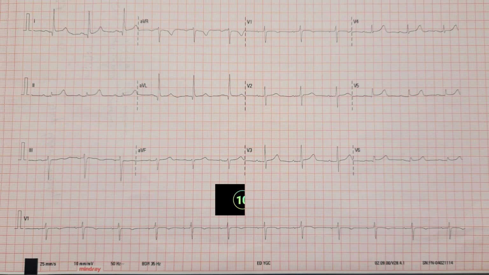Now moving on to the next and final step, step 7, which is assessing for ST-T changes. Here we are looking at if there is any evidence of ST segment elevation, ST segment depression or T-wave inversion. Your time starts now.